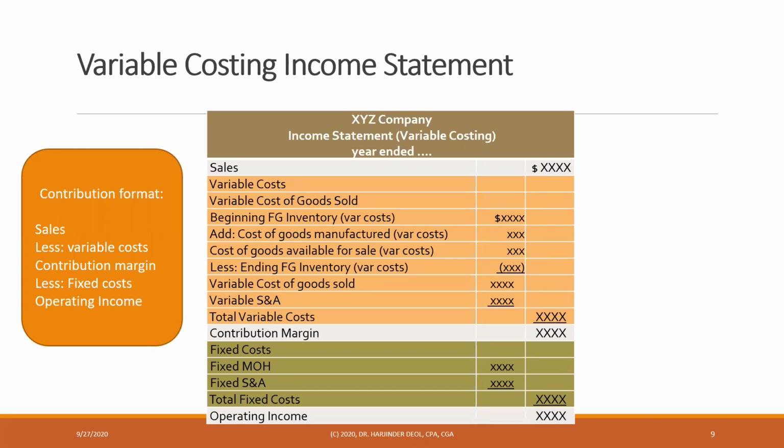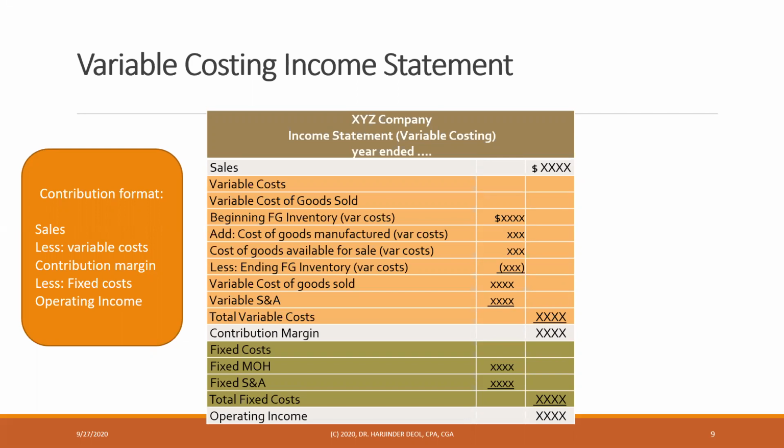So the same title, name of the business, name of the financial statement, and the period it represents. We're starting with sales, but our expenses are broken down into two sections. The top half is your variable cost and the bottom half is your fixed cost. With your variable cost, we start with the explanation of our variable cost of goods sold, which is your beginning finished goods inventory, plus your cost of goods manufactured, gives you your total cost of goods available for sale. Out of that, if we deduct our ending finished goods inventory, then we have variable cost of goods sold.